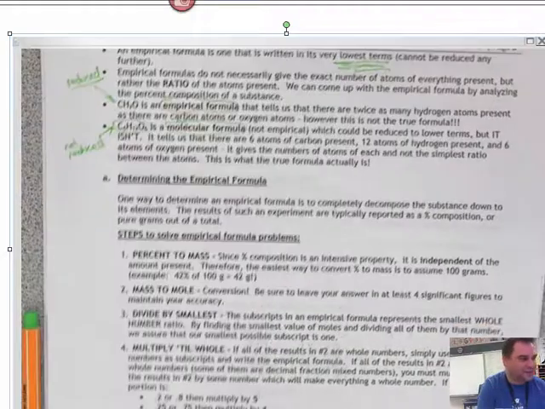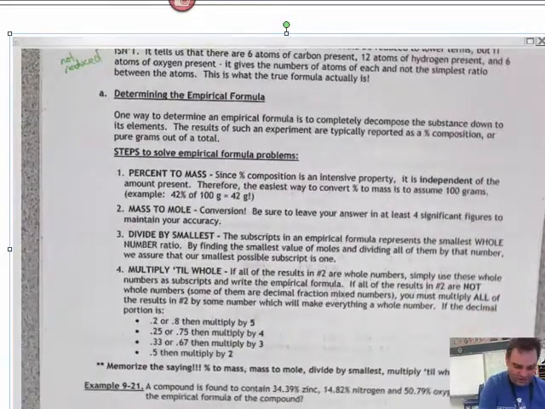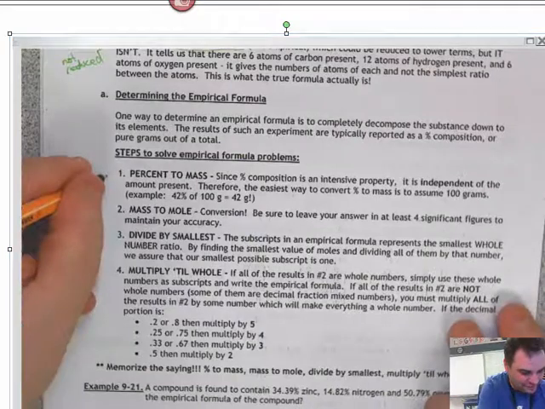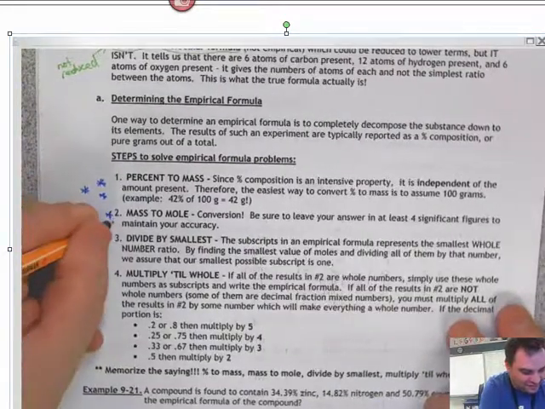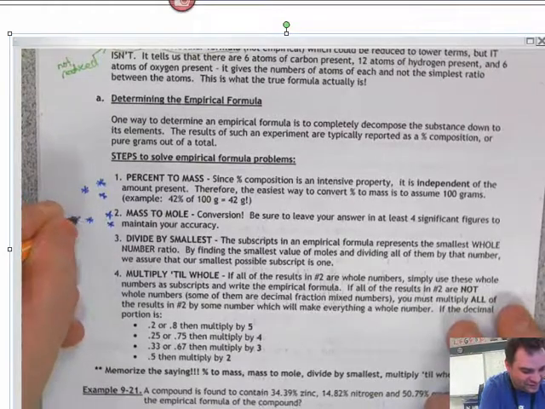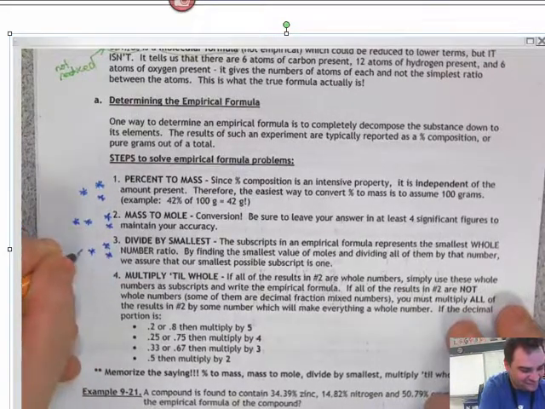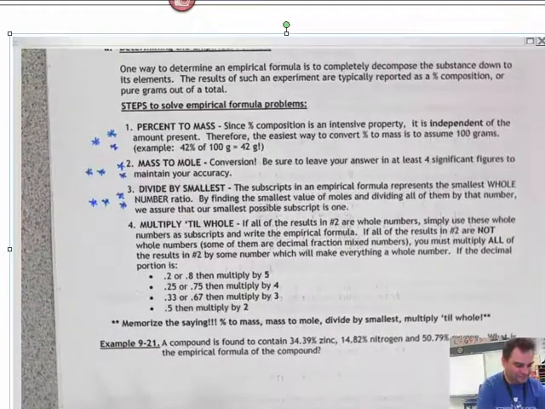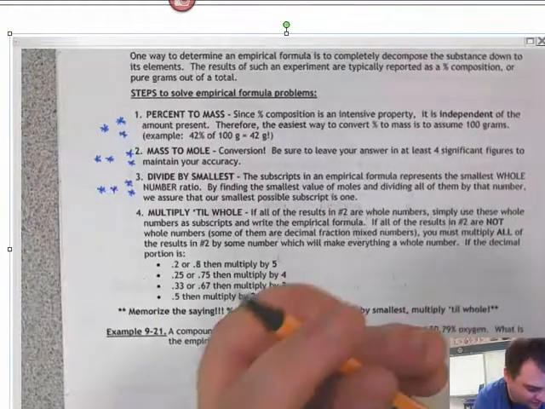Determine an empirical formula. There's a nice little witty saying here, and you're going to have to write this down every time you do one of these problems, because I expect you to do them exactly how Mr. Harridan does it. Of course. You have to do percent to mass, mass to moles, divide by smallest, multiply to a whole. Okay? Because sometimes we do not get whole numbers.